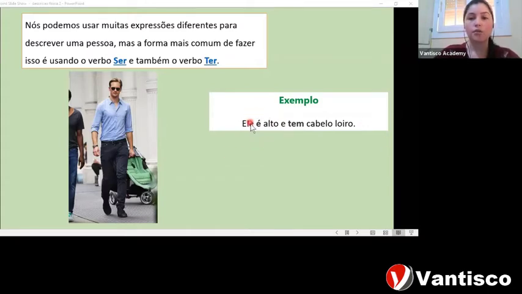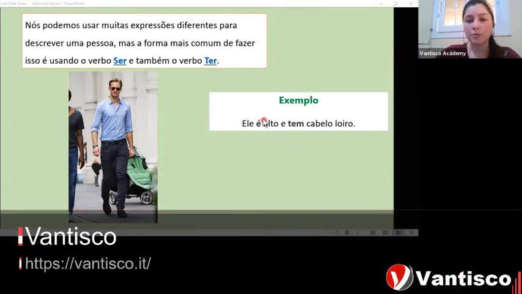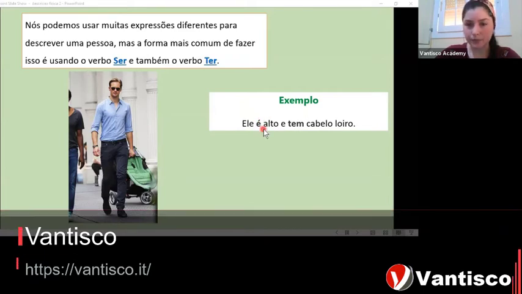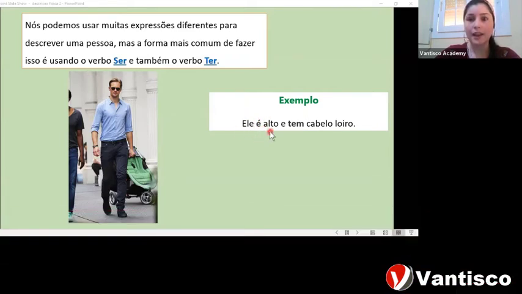So for length, to talk about how tall he is, we will never use the verb ter with the word alto, that means tall. Okay, ele tem alto, never, okay? Doesn't make sense. So we have to use the verb ser, okay? Ele é alto. He is tall.